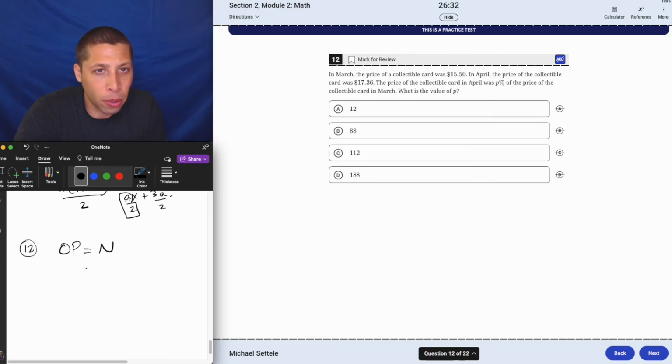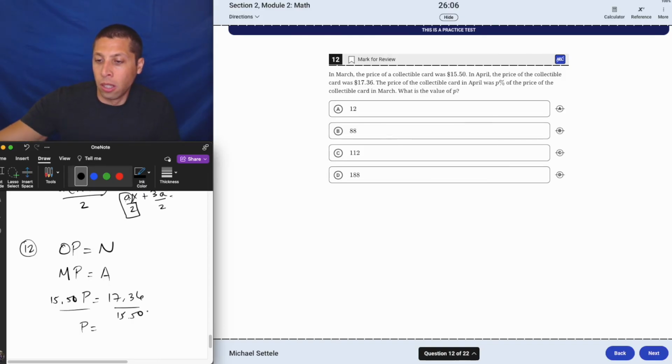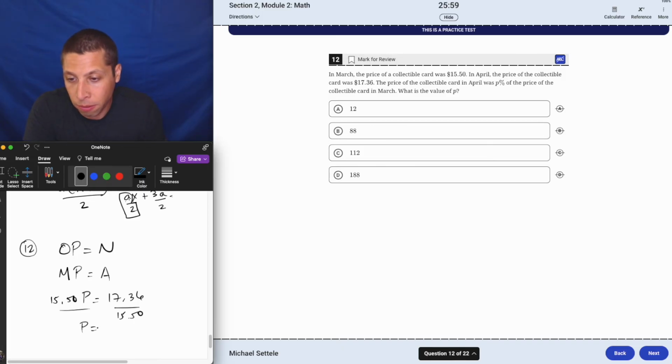So in April was P% of the price in March, meaning March is the original. We don't know the value of P, and we're looking for the new value, which is April, right? The of is telling us to go to March as the original. So March is 1550, P is unknown, and April is 1736. So we're going to divide and divide. We're going to get P is equal to 1736 divided by 1550, 1.12.